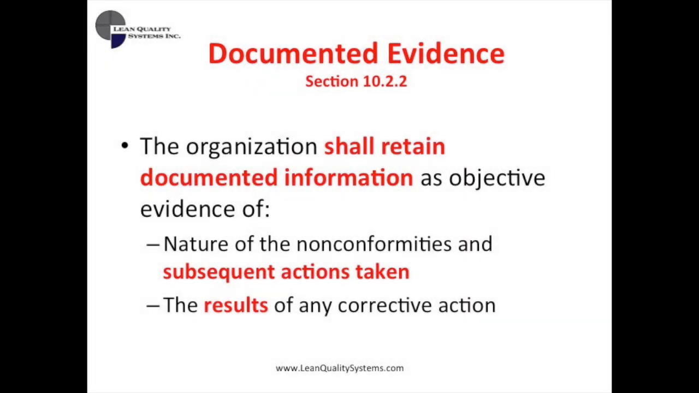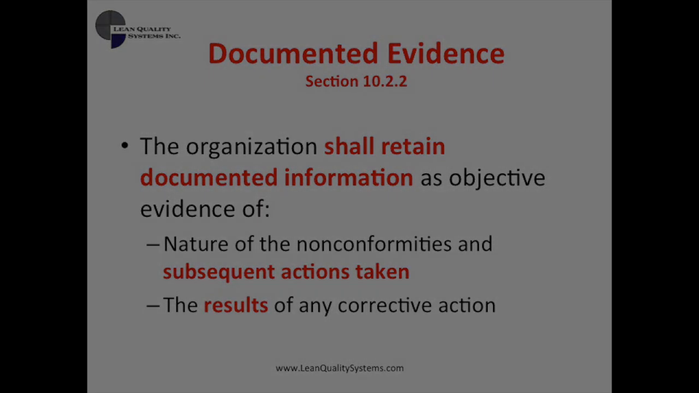The organization shall retain documented information as objective evidence of the nature of the nonconformity and sequence actions taken to resolve that and the results of any corrective actions. What came out of it? What improvements were there? Everything that we do in our system, especially non-conforming corrective action, internal audits, management reviews, are all to keep our finger on the pulse of what's happening in the company, and we call that continual improvement. We want to always make sure we're getting better. We want to always make sure that we address problems.